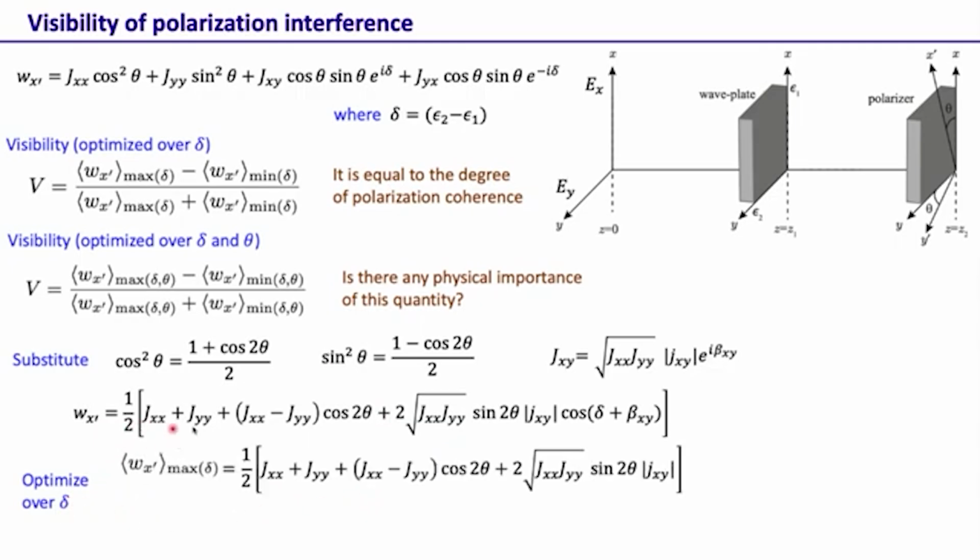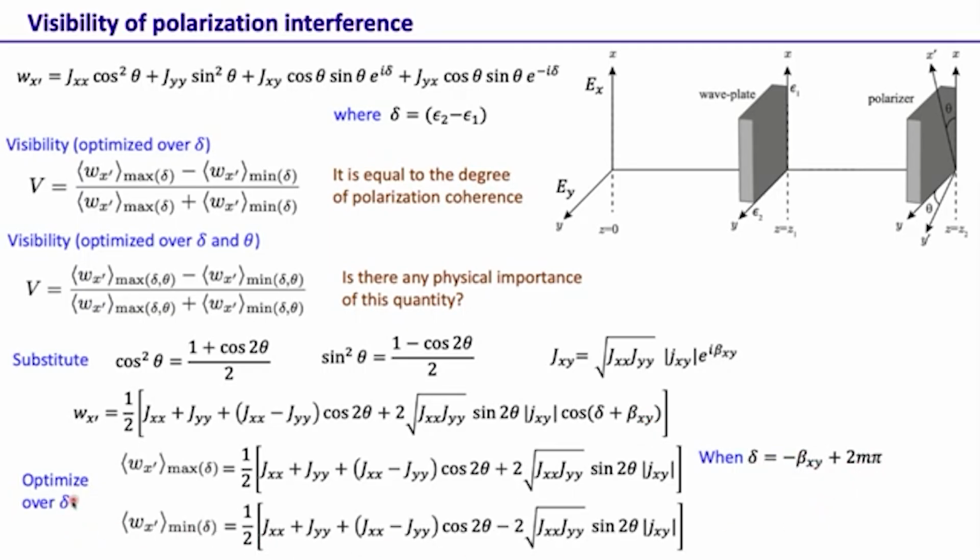So if we optimize this expression over delta, then the maximum of Wx prime is this quantity, which is simply that we put this cosine term as 1. So this is jxx plus jyy, jxx minus jyy cosine 2 theta, plus twice this quantity, and that's what we have. It's just that cosine delta plus beta xy is equal to 1, and that happens when delta plus beta xy is twice m pi, or delta is minus beta xy plus twice m pi. Simple. Similarly, we can also optimize it over delta such that it is the minimum of Wx prime, and in that case this is the expression.